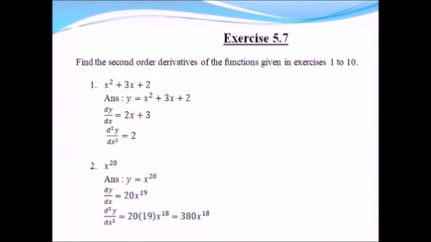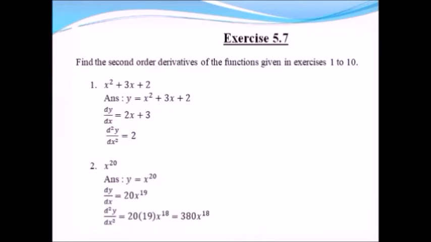Exercise 5.7. Find the second order derivative of the following functions from question number 1 to 10. The first question is x square plus 3x plus 2, and you have to find out double differentiation. Now the given function I am taking as y, explicit function. So y is equal to x square plus 3x plus 2.